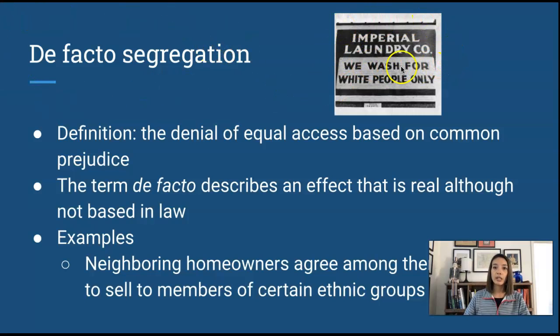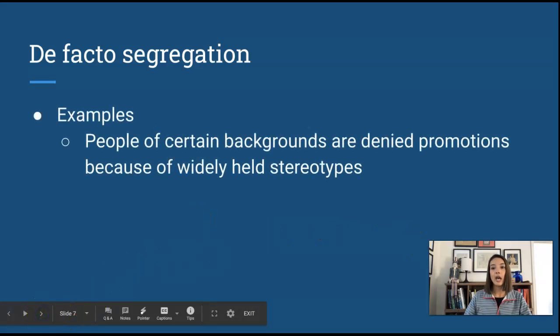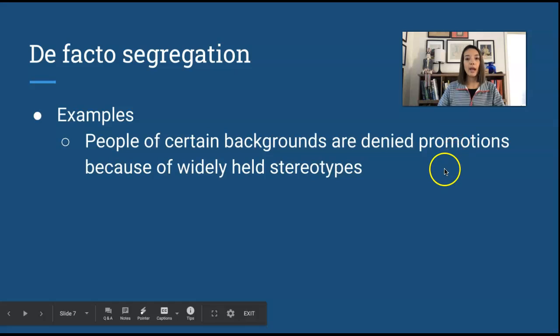So this laundry company is only going to wash for white patrons. They are not going to do laundry for anybody else. So there's not a law that backed this up, but people support it. And of course, the business owners carried it out. Okay. More information on de facto segregation, more examples. This says that people of certain backgrounds are denied promotions because of widely held stereotypes.